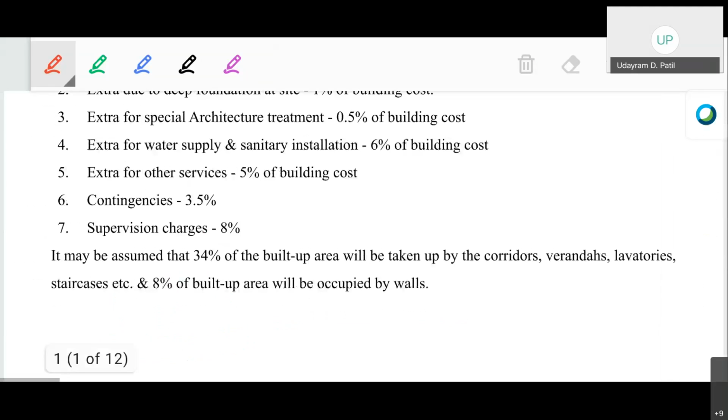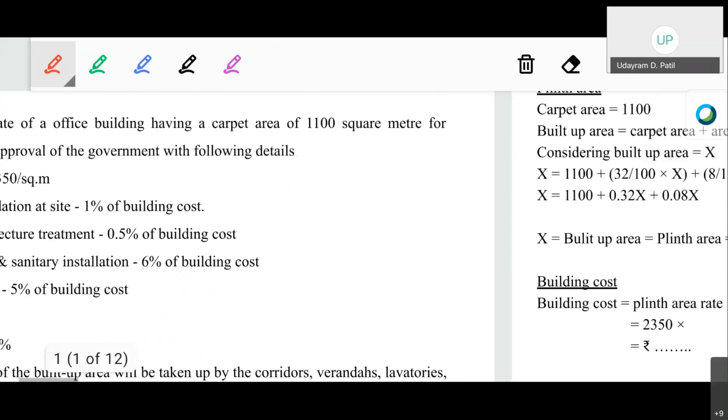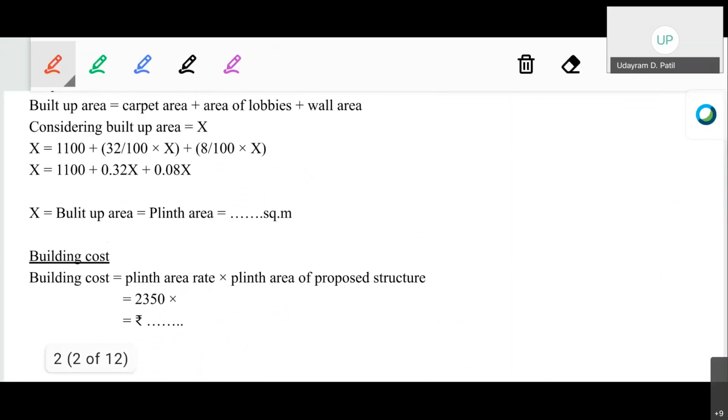Plinth area rate was given to us. Plinth area rate is 2350 per square meter. From the carpet area, we have calculated the built up area or the plinth area. So multiplying that particular plinth area with the plinth area rate, that is 2350, calculate the building cost.